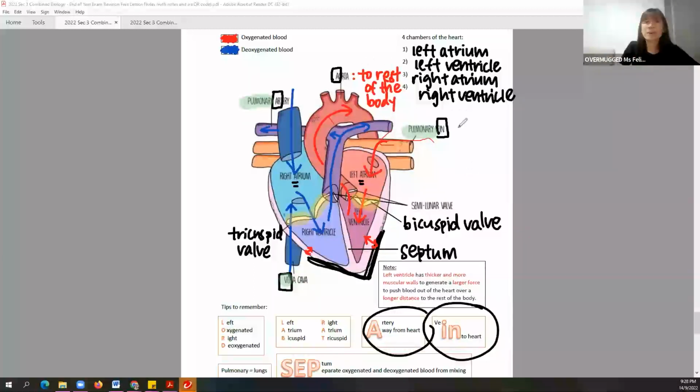Okay, let's label all of them with where they come from. So the pulmonary vein is from the lungs. This is from the lungs.